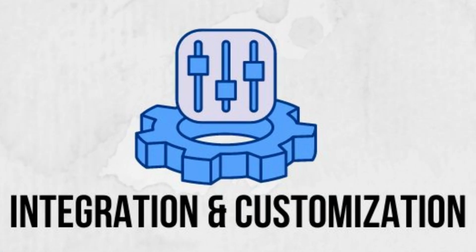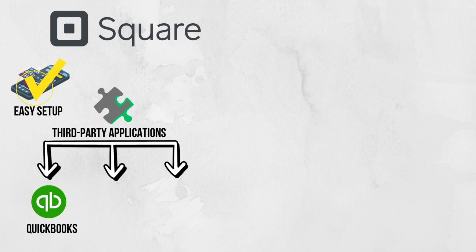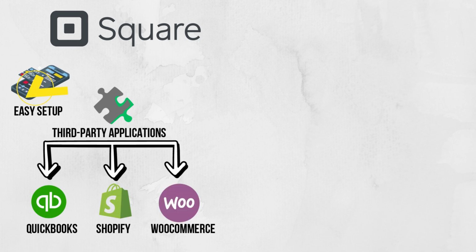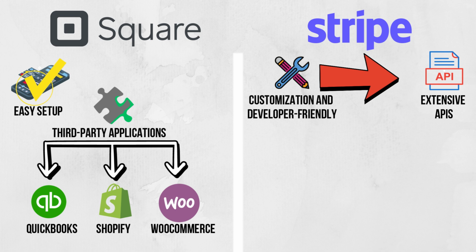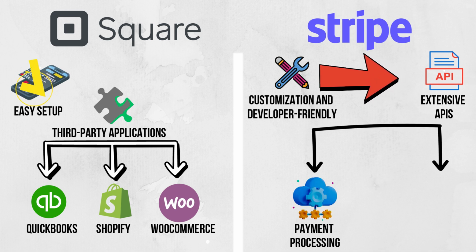Integration and customization. Both platforms offer different levels of integration and customization capabilities. Square, known for its easy setup and user-friendly interface, integrates seamlessly with various third-party applications like QuickBooks, Shopify, and WooCommerce. Stripe excels in customization and developer-friendly tools, offering extensive APIs and documentation for integrating payment processing into websites and mobile apps.